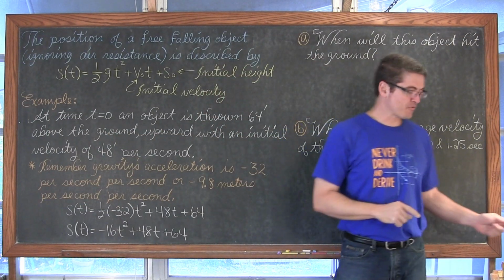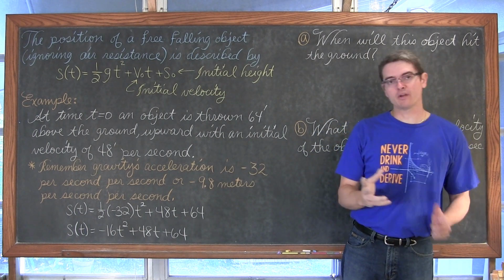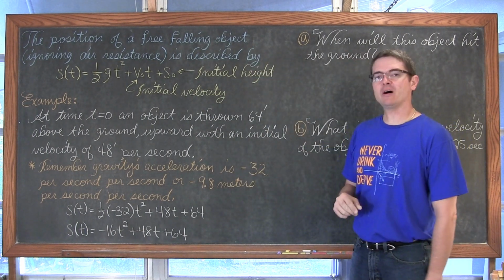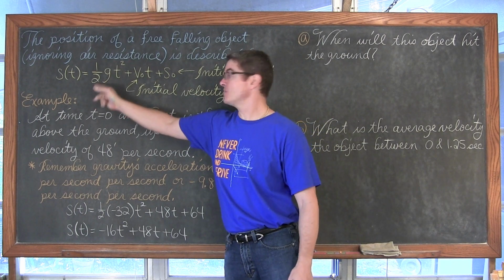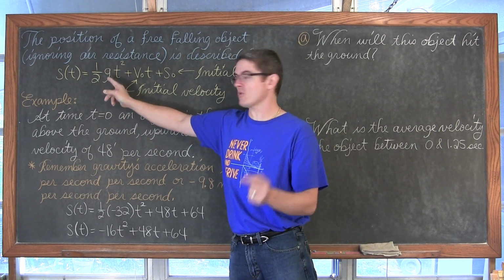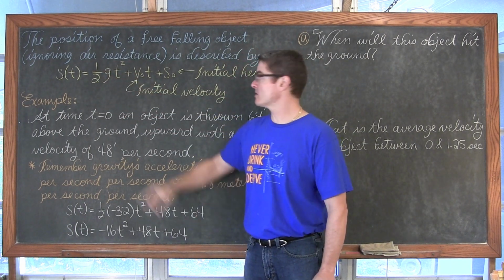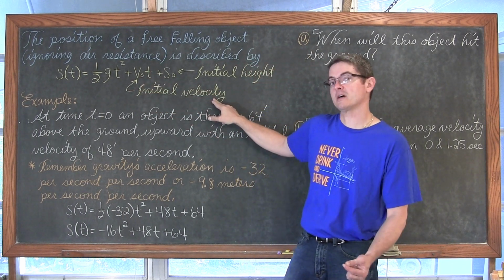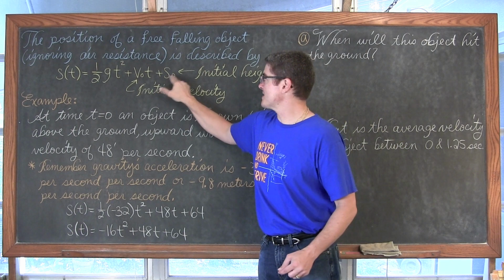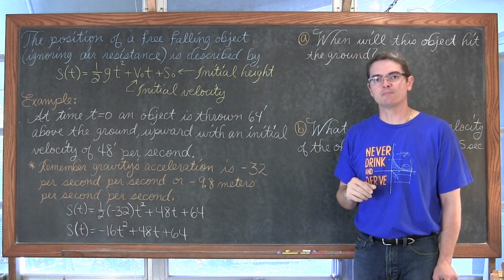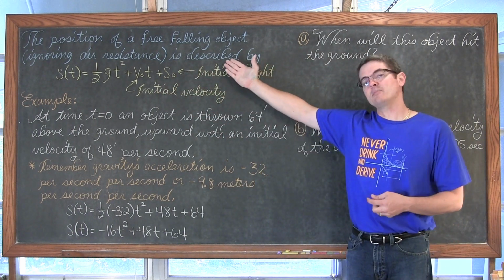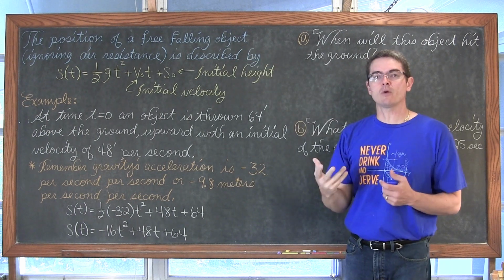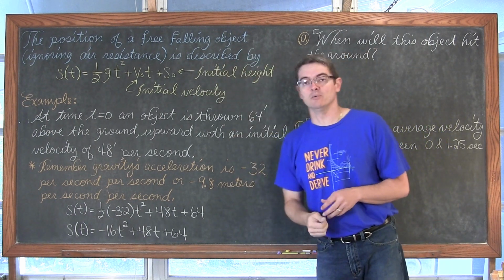The position of a free falling object, ignoring air resistance, is described by s of t is equal to 1/2 g, which is going to be our gravity, times t squared plus v sub 0 times t, or our initial velocity times time, plus s sub 0, which is going to be our initial height. And at this point, we actually have to be given this formula. When we learn how to do integration, we'll be able to actually figure this out on our own.